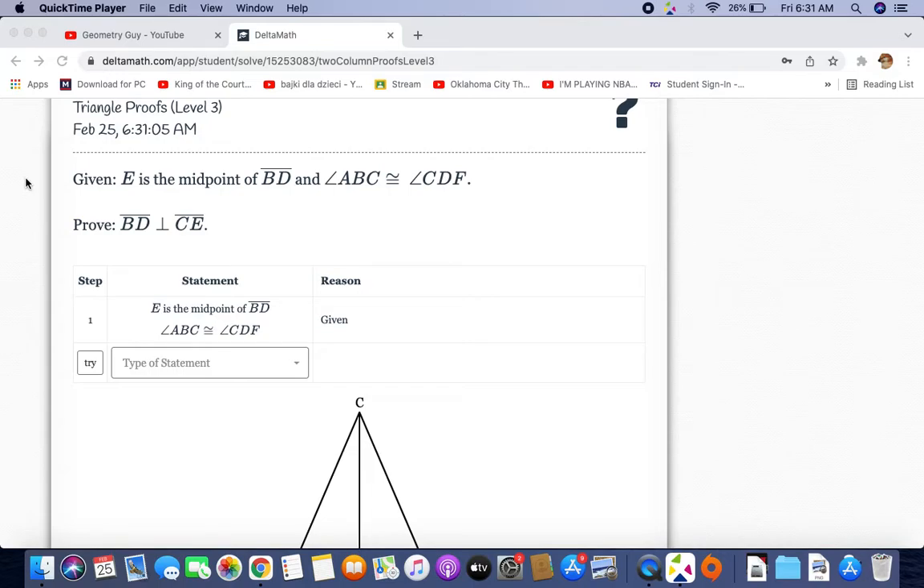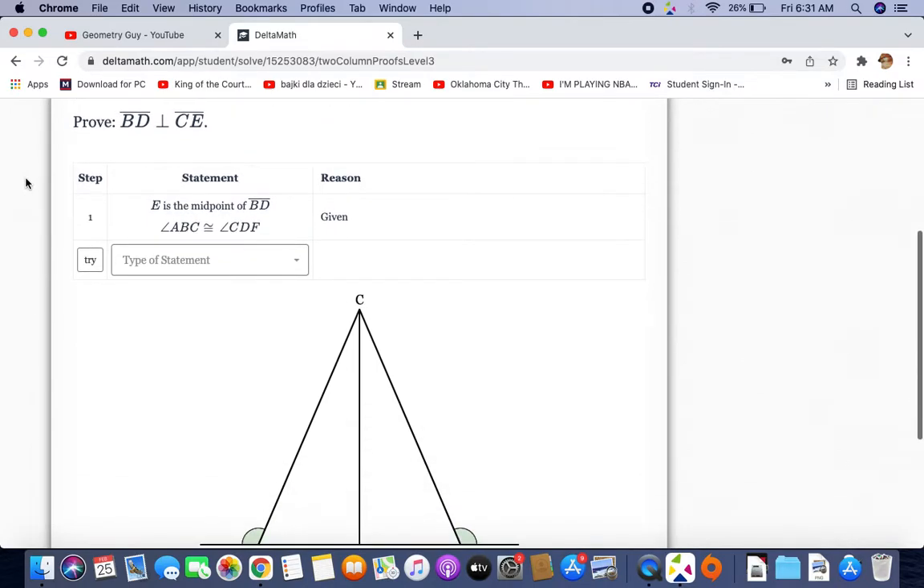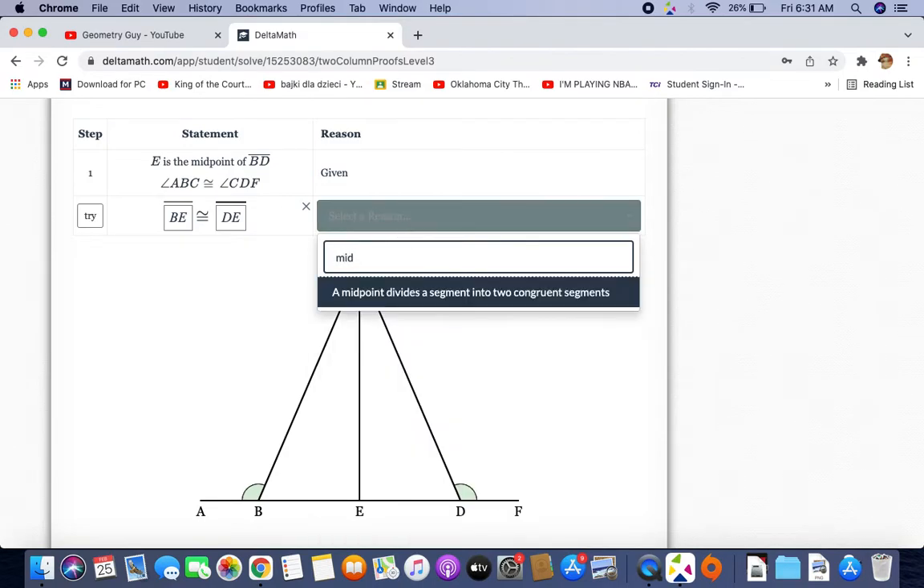Angles ABC and CDF are congruent to each other. We now have to prove that line segments BD and CE are perpendicular to each other. So the first thing we can say, knowing that E is the midpoint of BD, is BE and DE are congruent to each other because a midpoint divides a segment into two congruent segments.